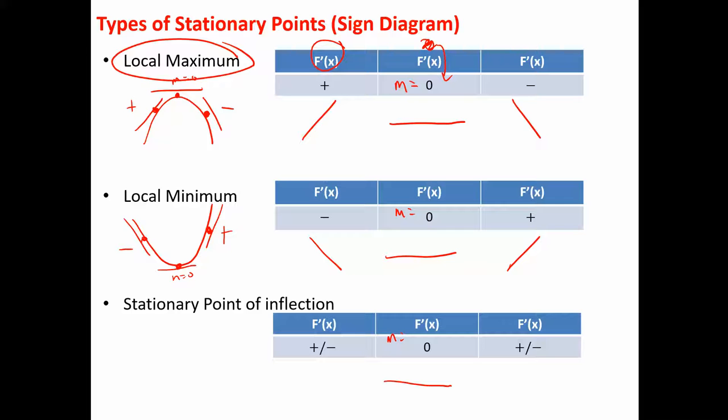The last one is, it doesn't have to be negative, 0, positive, or positive, 0, negative. It could also be positive, 0, then positive. What's an example of that graph? A cubic graph. With a cubic graph, you start off with a positive gradient, and you get flatter and flatter and flatter, at some point which we call the inflection point. At that point, the gradient is 0, and it slowly increases back to positive again. So it becomes positive, 0, positive. We call that an inflection point.